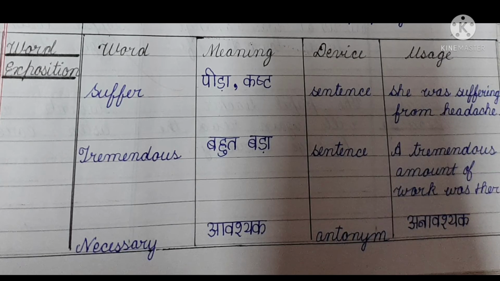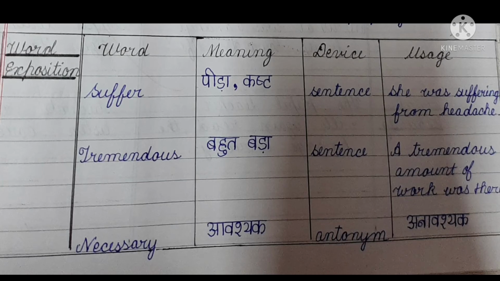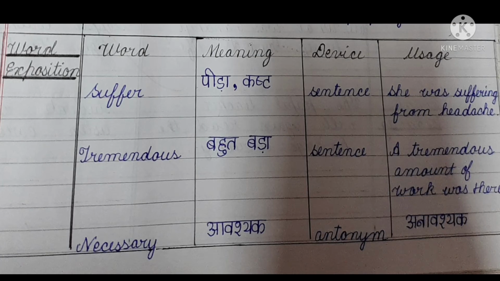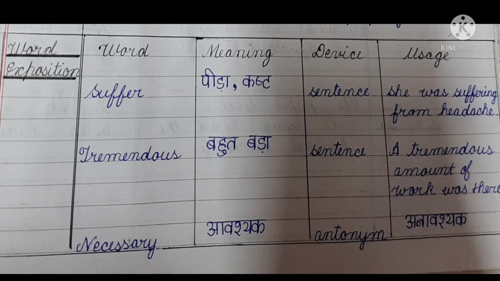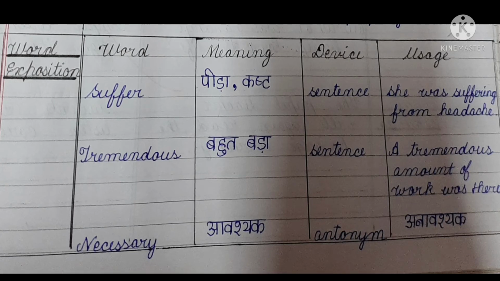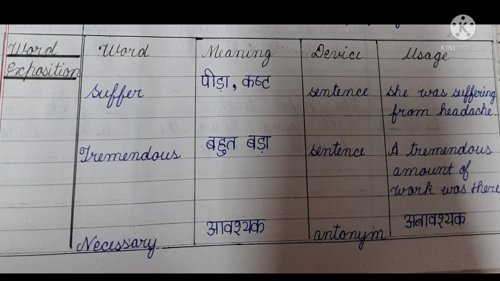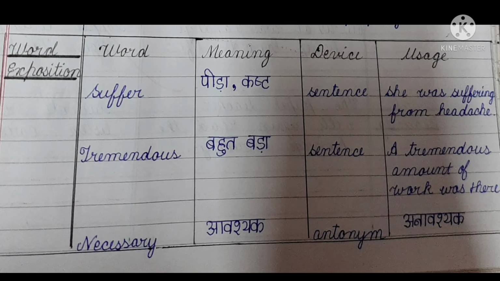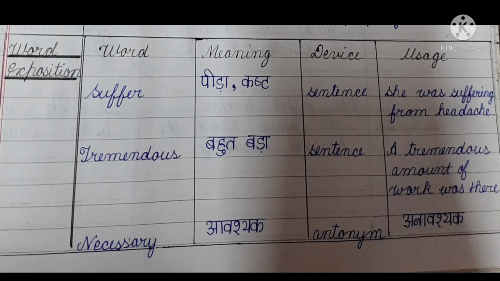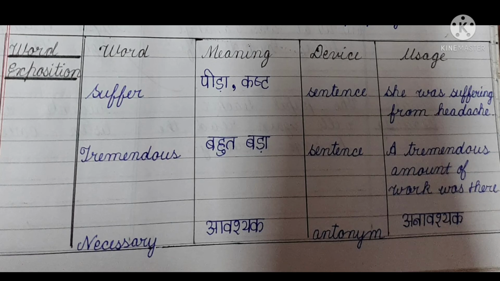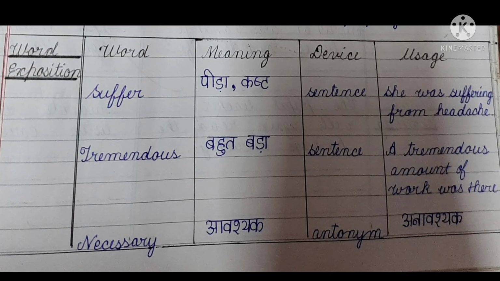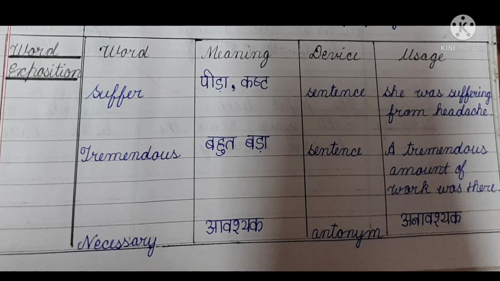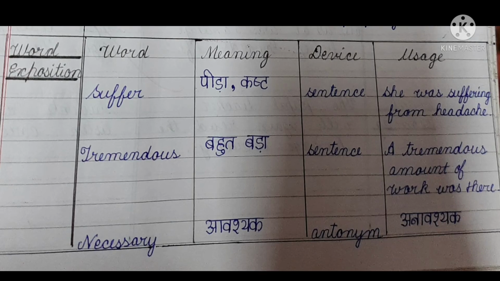The second one is tremendous. You will be writing its meaning in Hindi and frame. The device which you will be using is sentence. So again a sentence has to be framed using the word tremendous. So here we can see a tremendous amount of work was there. The last one is necessary. Its meaning will be written, and here which device is used? Antonym. Antonym means opposite. So it is written anavashyak or unnecessary in English.